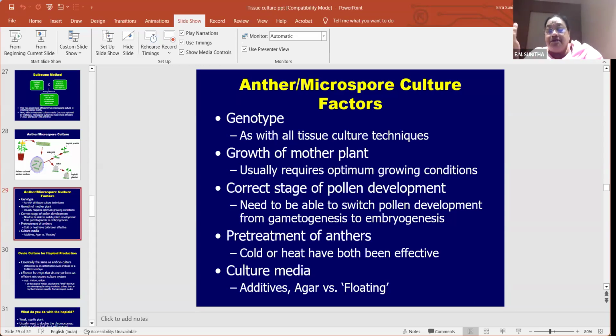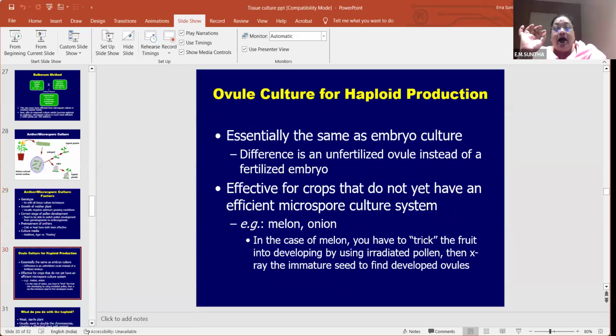Then culture media is also very important. So selection of culture media, whether it is liquid culture or broth, or whether it is solid media, we have to take into consideration. The same goes with ovule. You take the ovule and put it in the medium, and from that you will be getting the plants. Usually ovule culture is very easy in onions and melons.